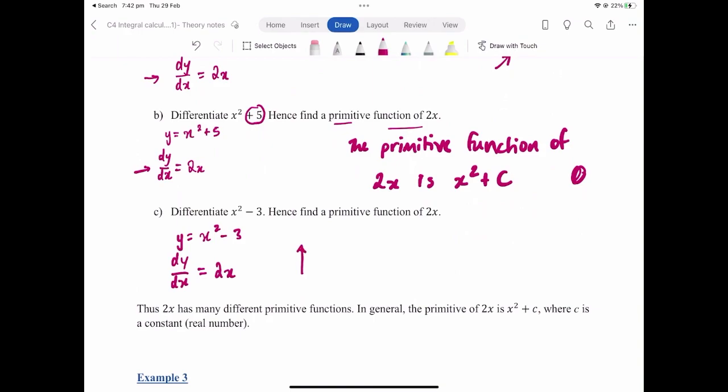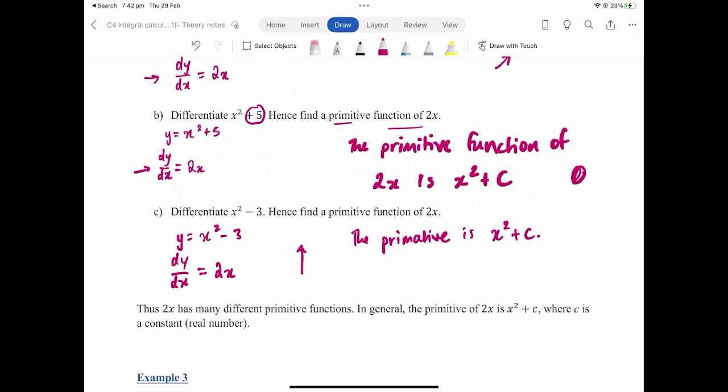So I'm starting at 2x. The primitive is x squared plus some constant, because we don't know what this value is. It could be a range of different things. So we're just going to use a placeholder, c.